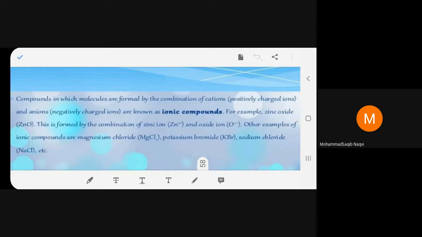Compounds in which molecules are formed by the combination of cations, positively charged ions, and anions, negatively charged ions, are known as ionic compounds.